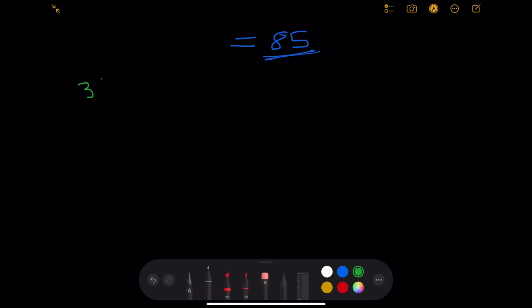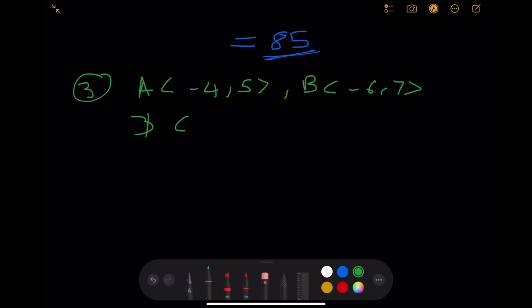Question 3, it's quite similar to question 2. So say you're given A as -4 and 5, and then B is obviously -6 and 7, and C is given by -2 and 8. And I told you to calculate A minus B dotted with C. Again, first of all, you're going to focus on what's in here, right? So A minus B.